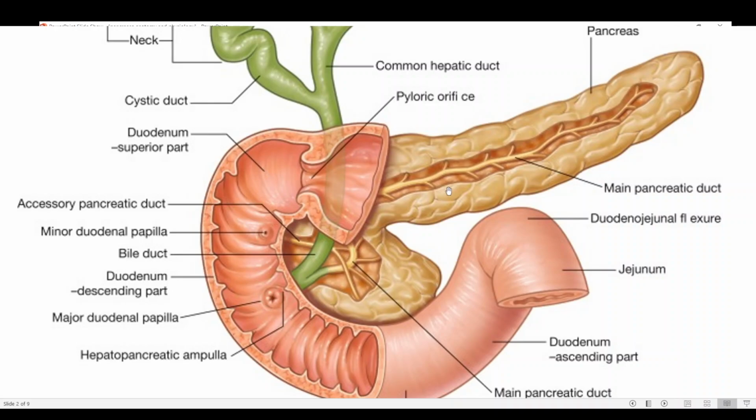Other than this main pancreatic duct, there is an accessory pancreatic duct, which drains the posterior part of the head of the pancreas into the duodenum through the minor duodenal papilla.